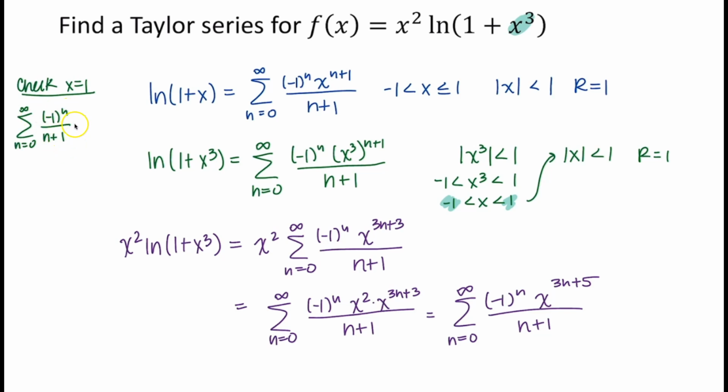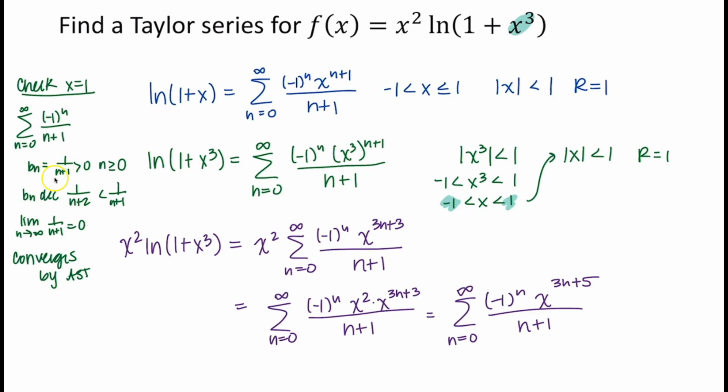This is an alternating series, so we'll check the three conditions. We have b sub n equals 1 over n plus 1 is positive when n values are greater than or equal to 0. B sub n is decreasing, and the limit as n approaches infinity of 1 over n plus 1 is 0. So this converges by the alternating series test, and 1 is included in the interval of convergence. So we'll have the interval of convergence here. So far, it does include 1.